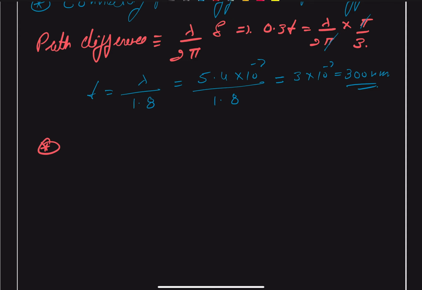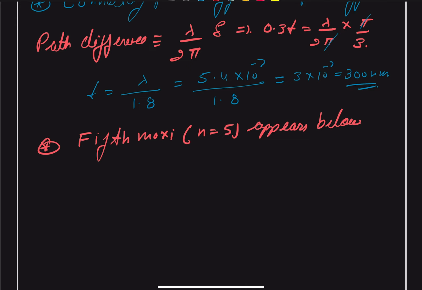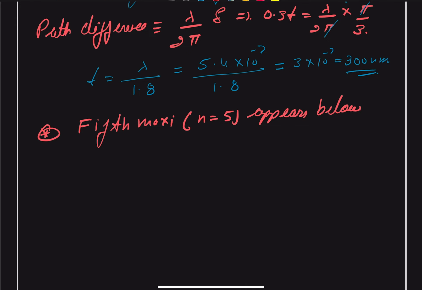So we are given that our 5th maxima, that is our n is equal to 5, appears below and the 6th minima appears above. This is with respect to point P. That is our point P.